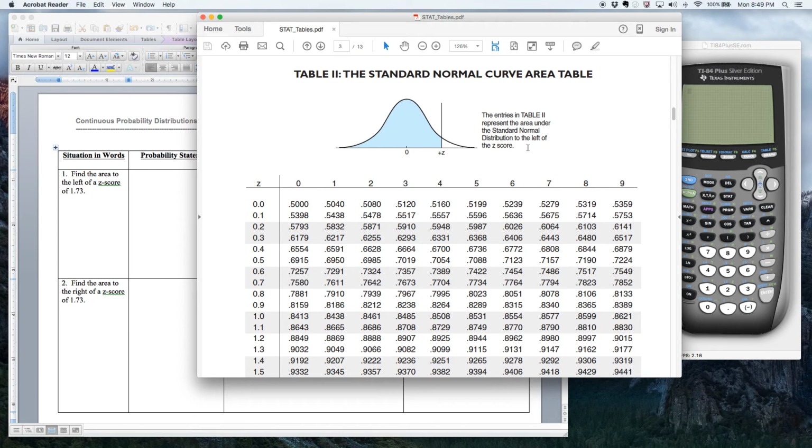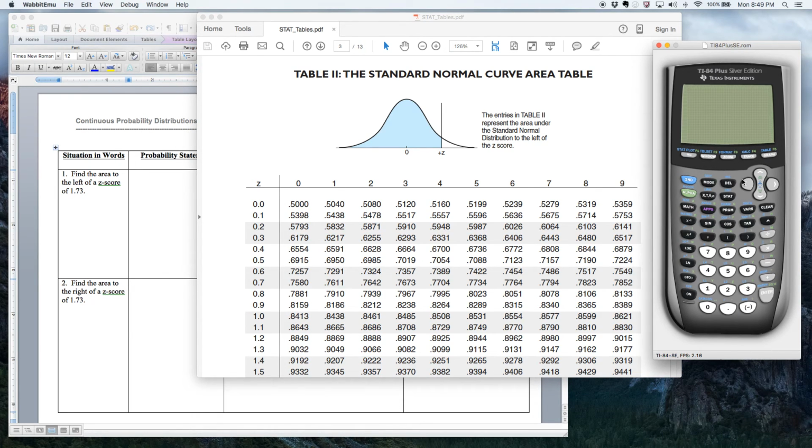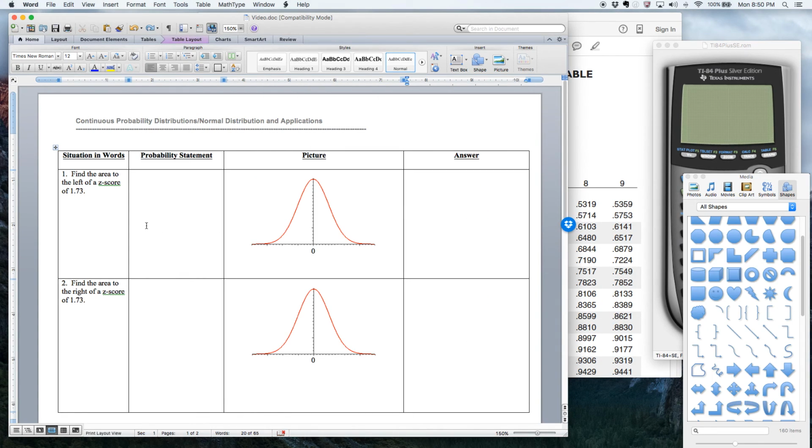I'd like to use this table. This is table 2 of your areas under the normal distribution. And then, of course, with your TI calculator, which has this table built into it. It's just that you have to know how to use it. All right, so let's give this first question a look. The scenario in words here says, find the area to the left of a z-score of 1.73.